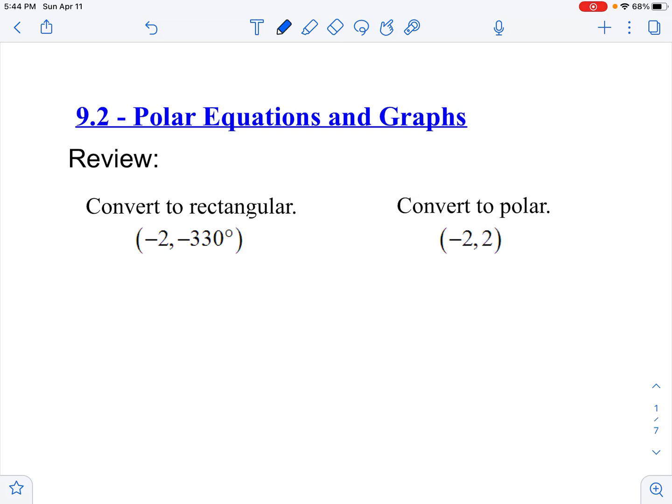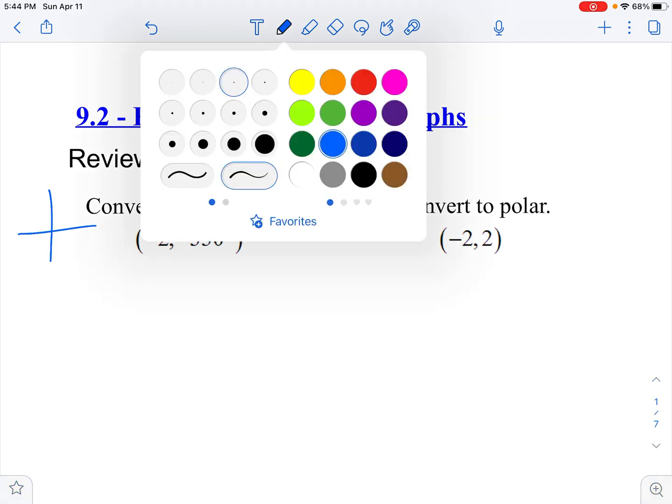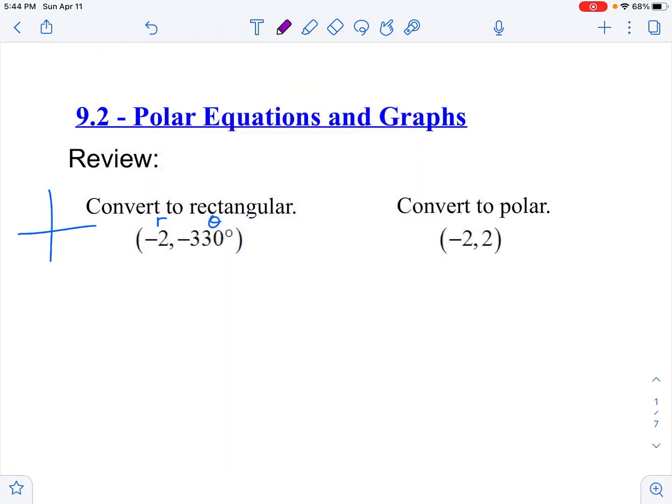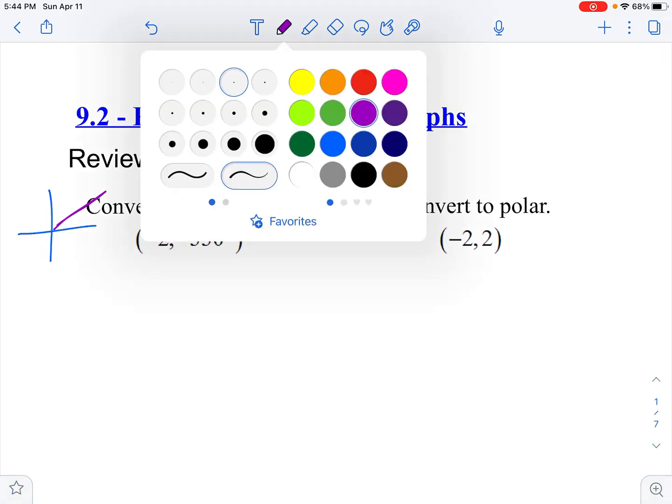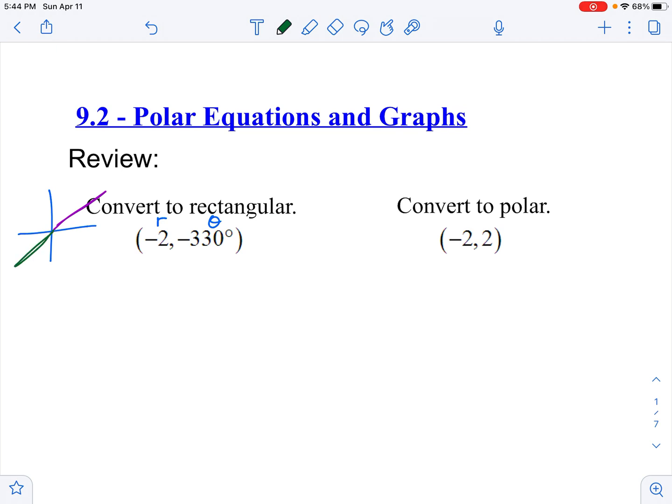So remember that this is r and this is theta. Okay, so if I went to negative 330 degrees, if I add 360 to that, that's the same as 30 degrees. So if I go around backwards 330 degrees, I'm at 30 degrees in the positive. Okay, but because that r value is negative, we're going to go on the opposite ray, 2 circles, and our point would be down here in quadrant 3.